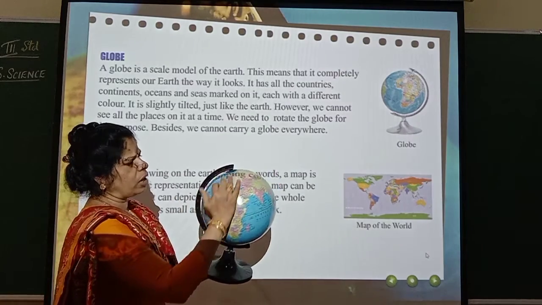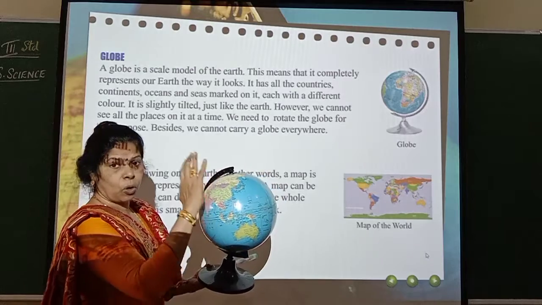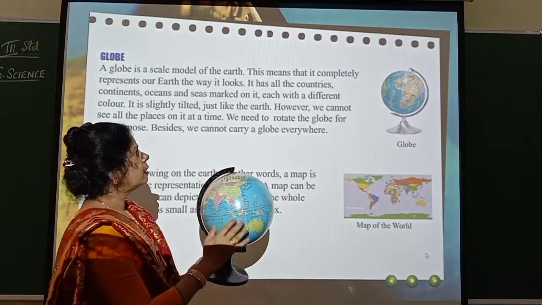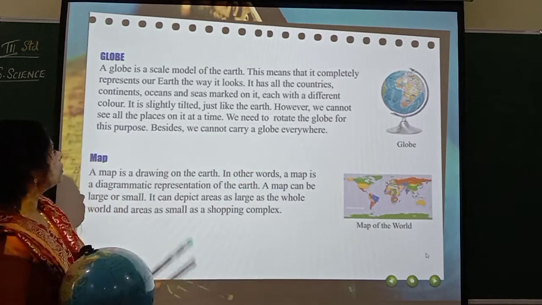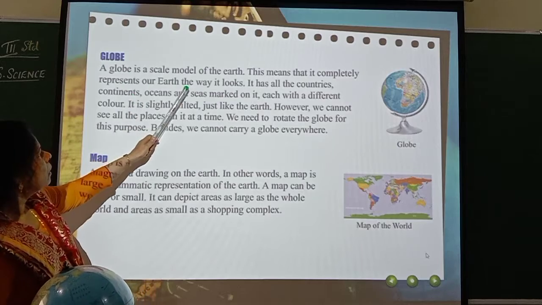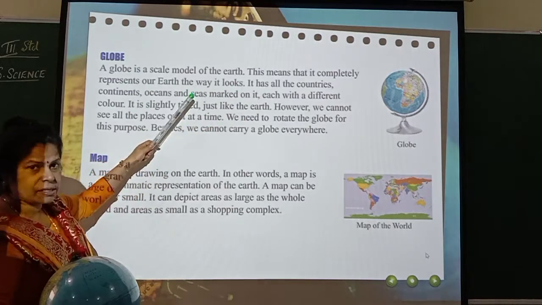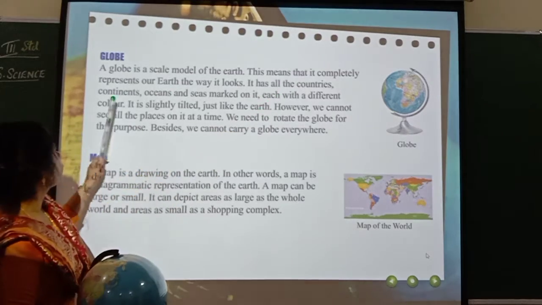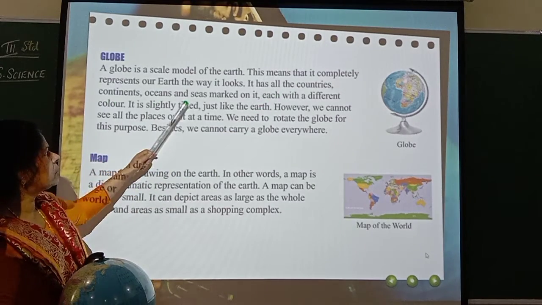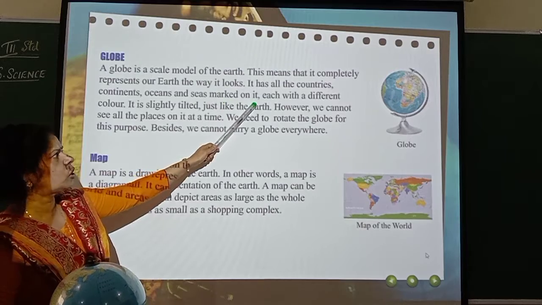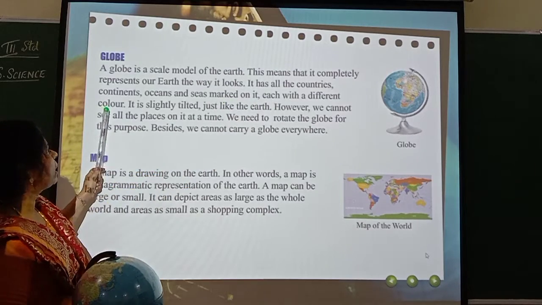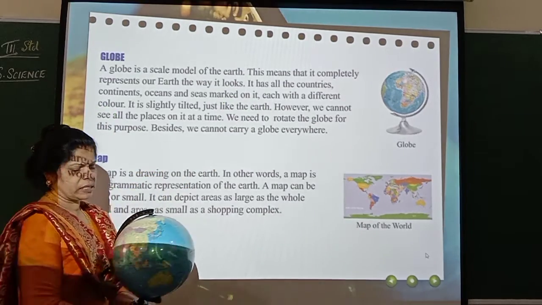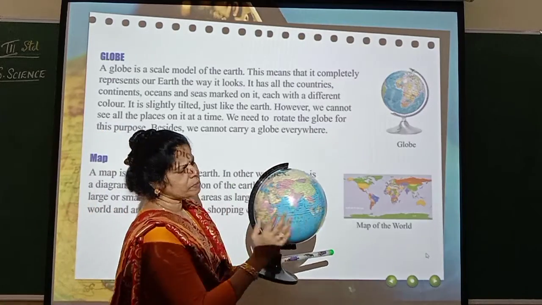So, you see all these places here. Means the whole world, whatever they are given here, I will show you. See here. It has all the countries. See, this globe consists of all the countries, continents, oceans and seas marked on it, each with a different color. So, you can see here all these places.